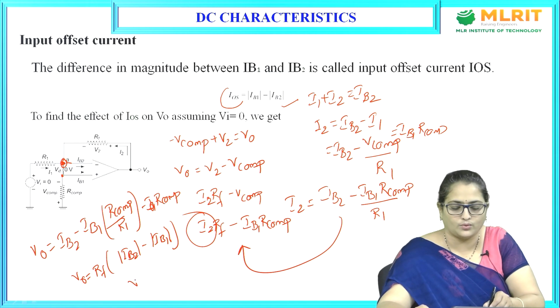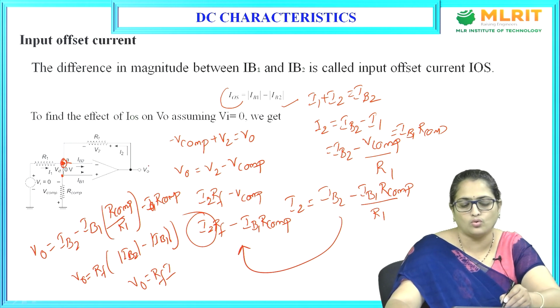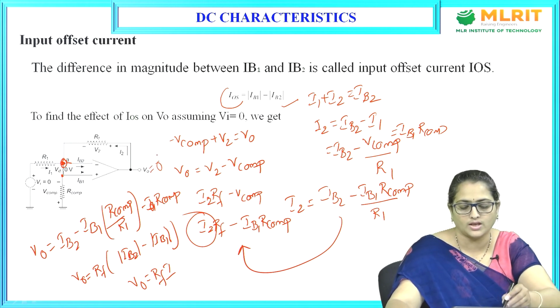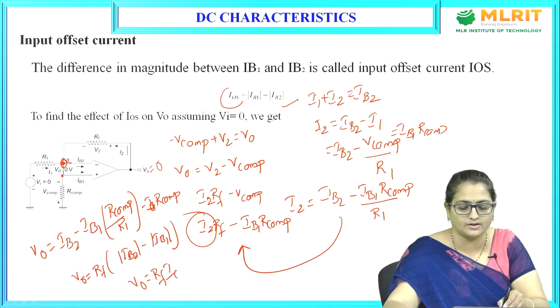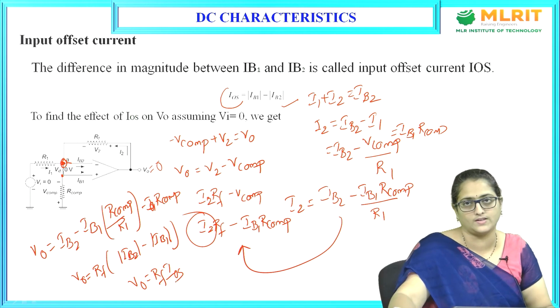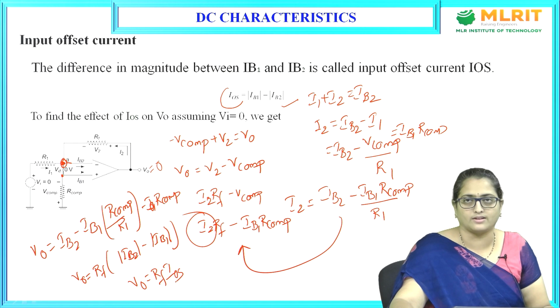Simply we can write V0 is equal to RF into I. So to nullify the output voltage to 0, we can have V0 is equal to RF into I, where I is the input offset current, which you can write as IOS, which is the difference between the magnitudes of the currents for the inverting and non-inverting terminals.